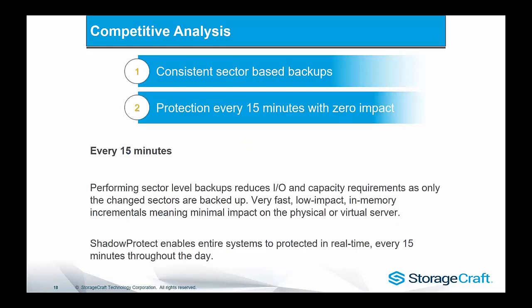Next thing, protection every 15 minutes with zero impact. So by performing these sector-level backups, it reduces I/O because we don't have to interrogate the file system, and we only back up the changed sectors. So very fast, lower impact in-memory incrementals. So this is extremely important. In fact, ShadowProtect defaults to hourly throughout the day. Most other products you'll see default to once a day because they have some form of disruption.